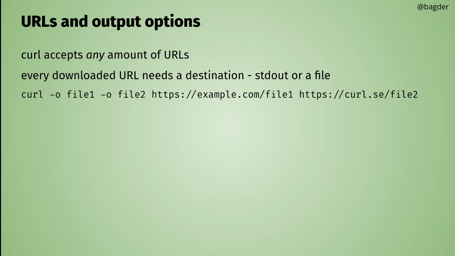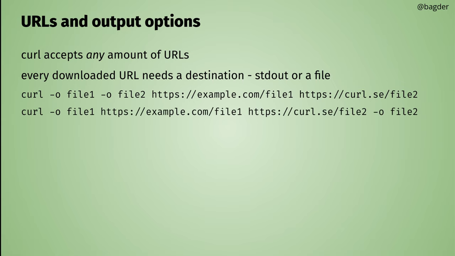In this example here, I will show you first a command line example. It provides two URLs. You see one is example.com/file1 and the other one is curl.se/file2. You need two dash O options. The dash lowercase O is for output file name, right? As you can see, there are two of them because there are two URLs. The order of them is not important either, so you could put them in a different order, but they still correlate. The first URL gets the first dash O, the second URL gets the second dash O. So you can mix and match.